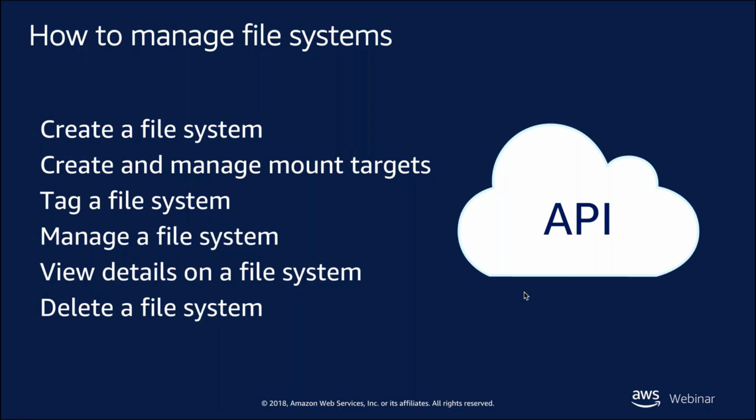So if I wanted to change the throughput mode of a file system, I could go ahead and do that. Also view some of the details of the file system and delete the file system or delete mount targets. So all of these are the standard API calls that are available for an EFS file system. Very simple, very easy. Again, we wanted to abstract all of the heavy lifting involved in running a network shared file system that is scalable and can scale up to petabytes of size. We wanted to eliminate all that hard work and make it as simple and easy as possible.